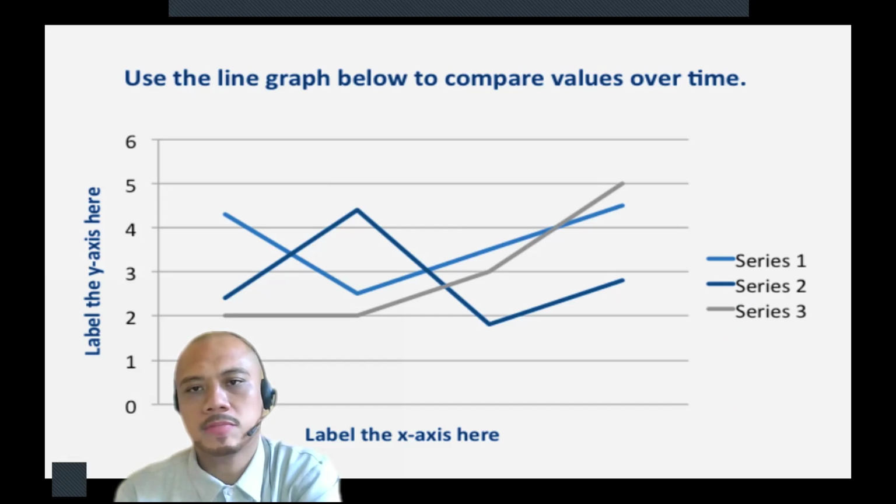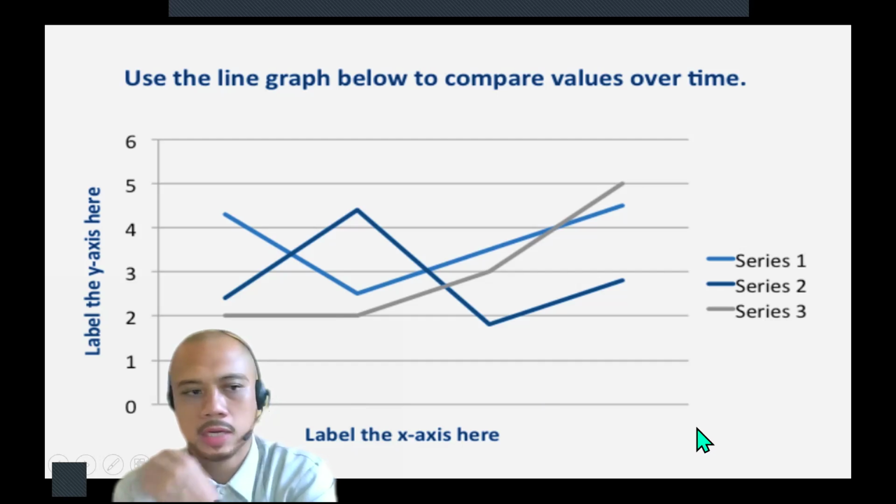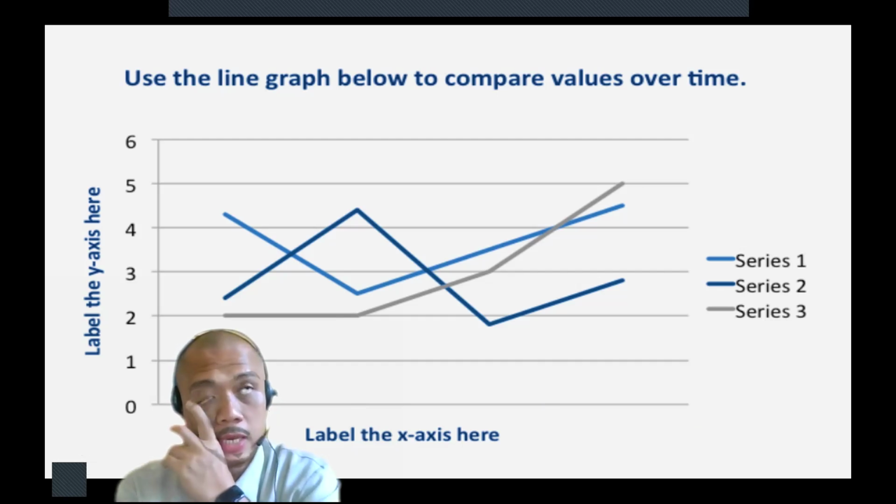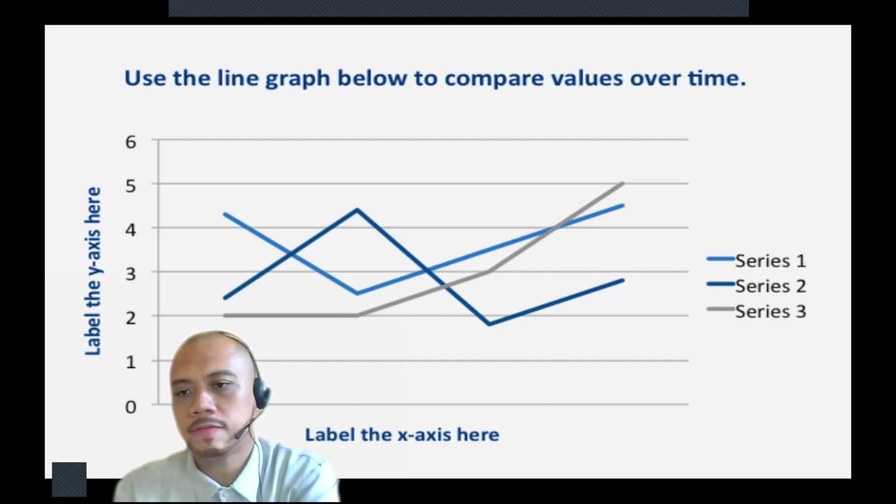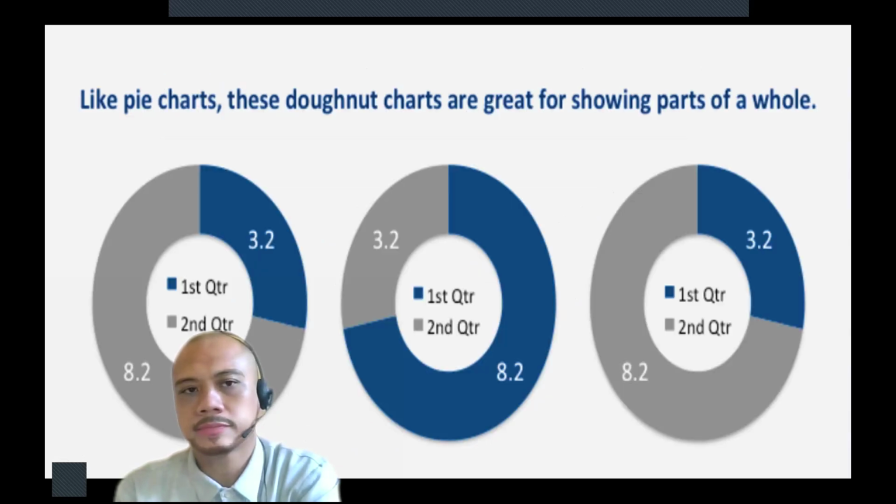Line graph, we can also compare values over time. You can see the change there. You have the y-axis and you have the x-axis. And if we're going to be comparing with time, you can see how it goes up or down as time goes by. Okay, and that's a good area for comparison.